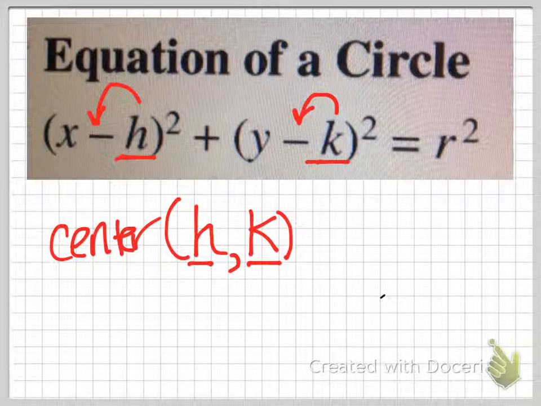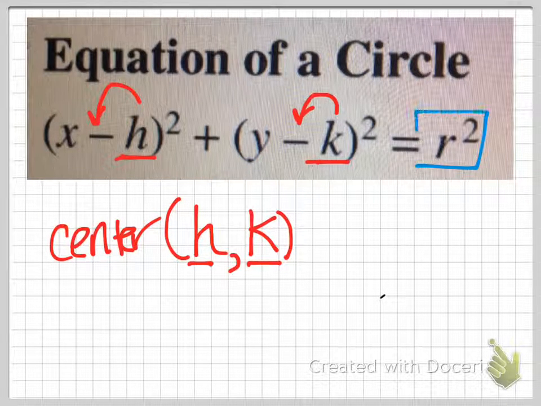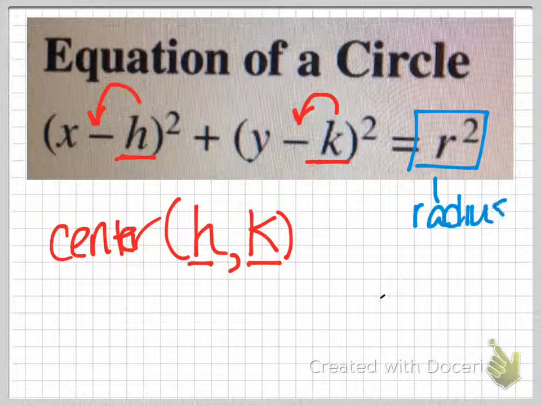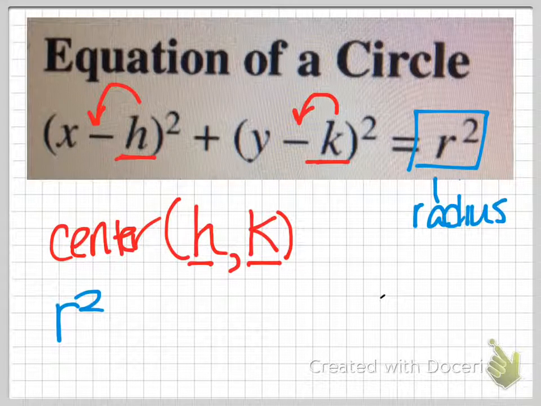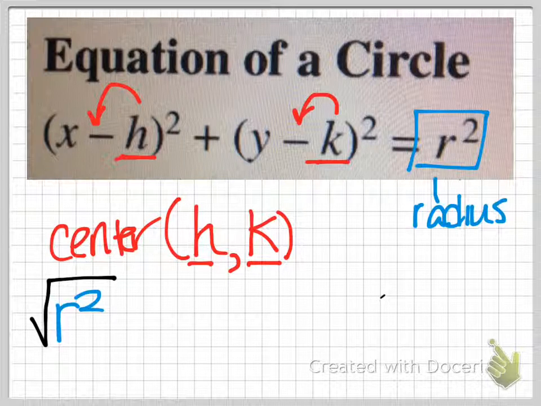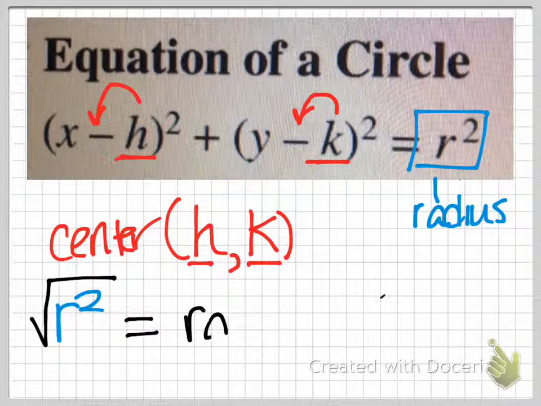Then it says it equals r squared. Well, r represents radius. So if we want to find the radius, we know r squared is in our equation. So to find out what the radius is, we need to eliminate the square. And to eliminate the square, you're going to take the square root. So to find your radius, you've got to take the square root of what the equation is equal to.